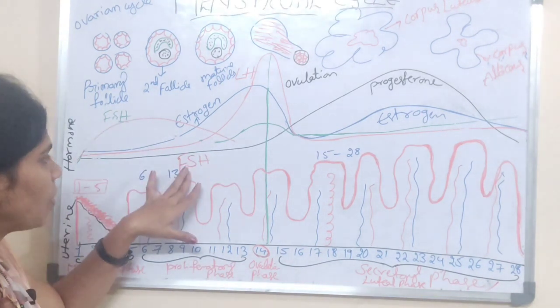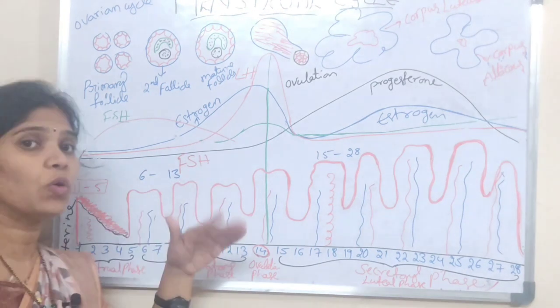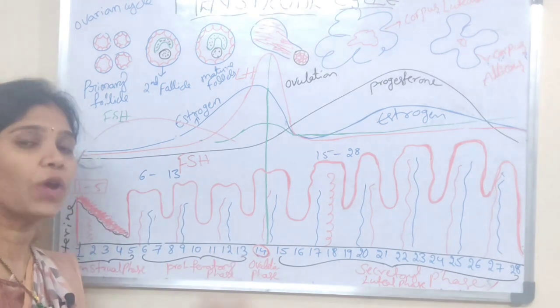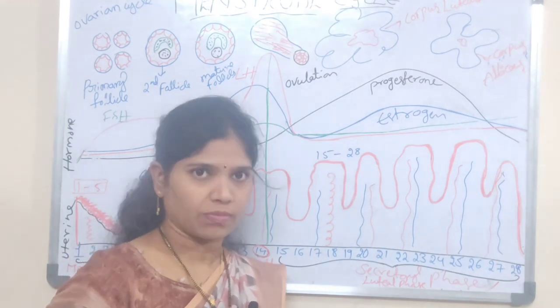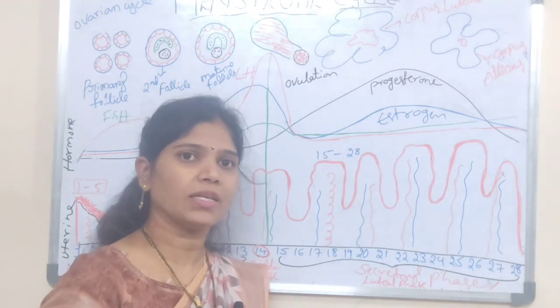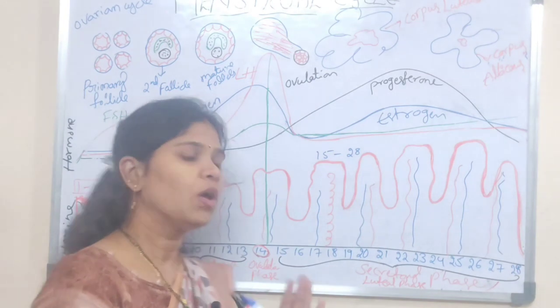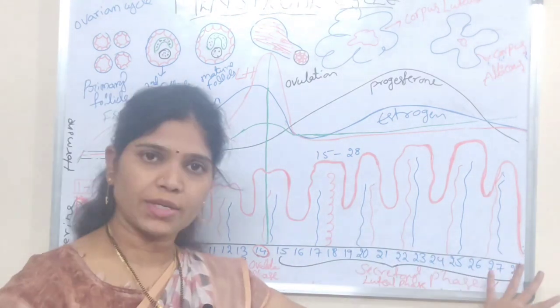Okay, why? Because the full form of FSH is follicle-stimulating hormone, meaning it has to develop the follicles. It has to stimulate the follicles to mature. That is the main function of FSH hormone before 14 days. Why? Because it is a 28-day cycle, as I told.